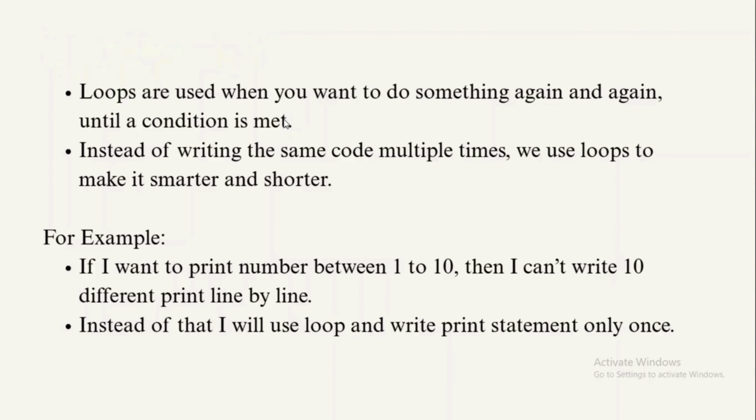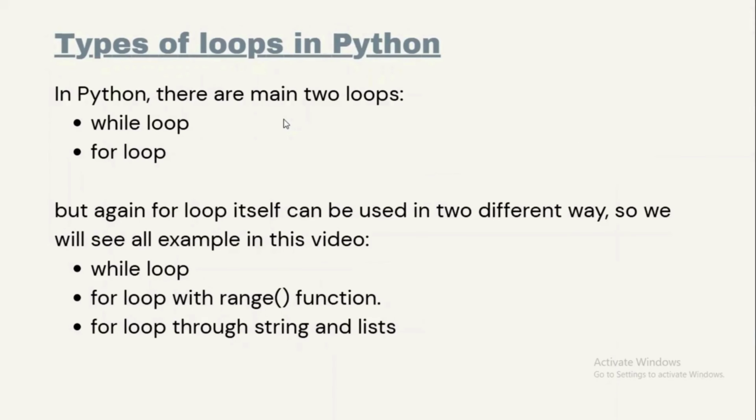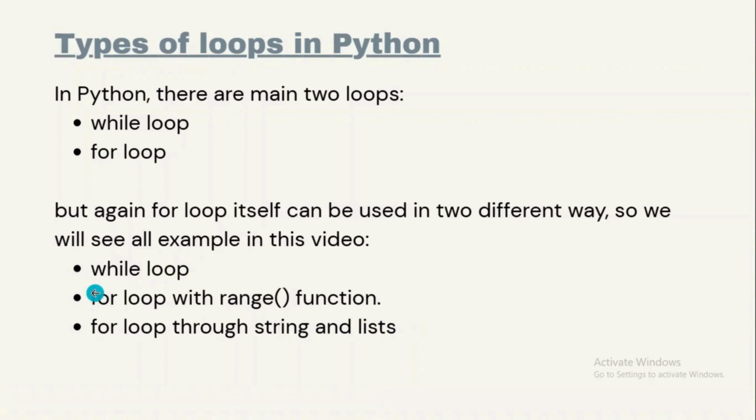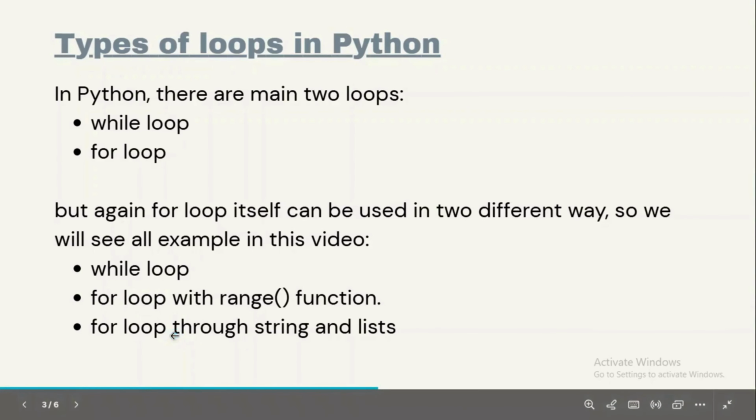But first of all, let's understand how many types of loops we have in Python. In Python there are two main loops, the while loop and the for loop. The for loop itself can be used in two different ways. We will see examples in this video: what the while loop is, how we can write code for the while loop, and what the drawback of the while loop is. Then we will see the for loop with the range function. Then we will see the for loop through a string and a list. So you can remember that the for loop can be run in two different ways, and we will see both examples of a for loop.